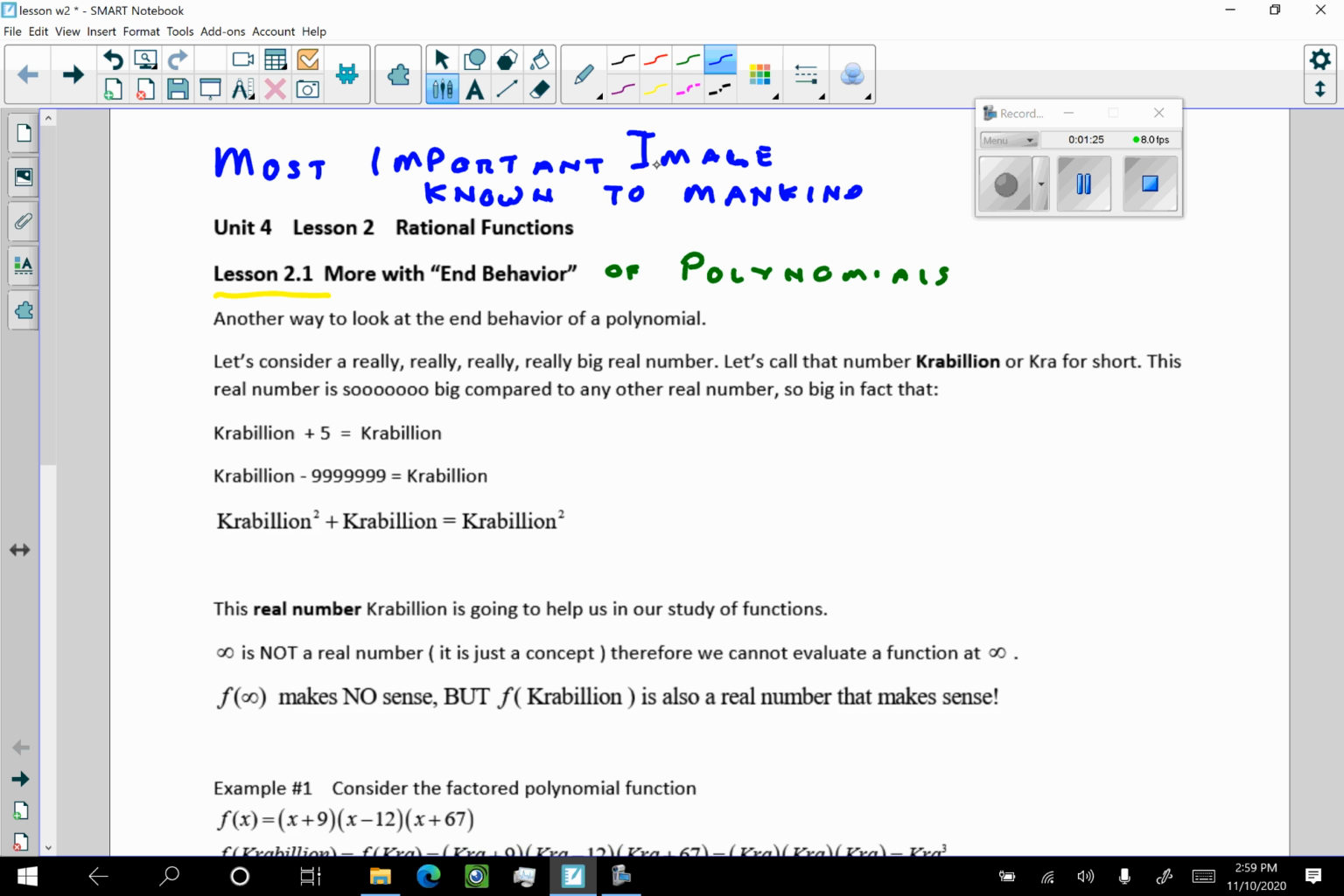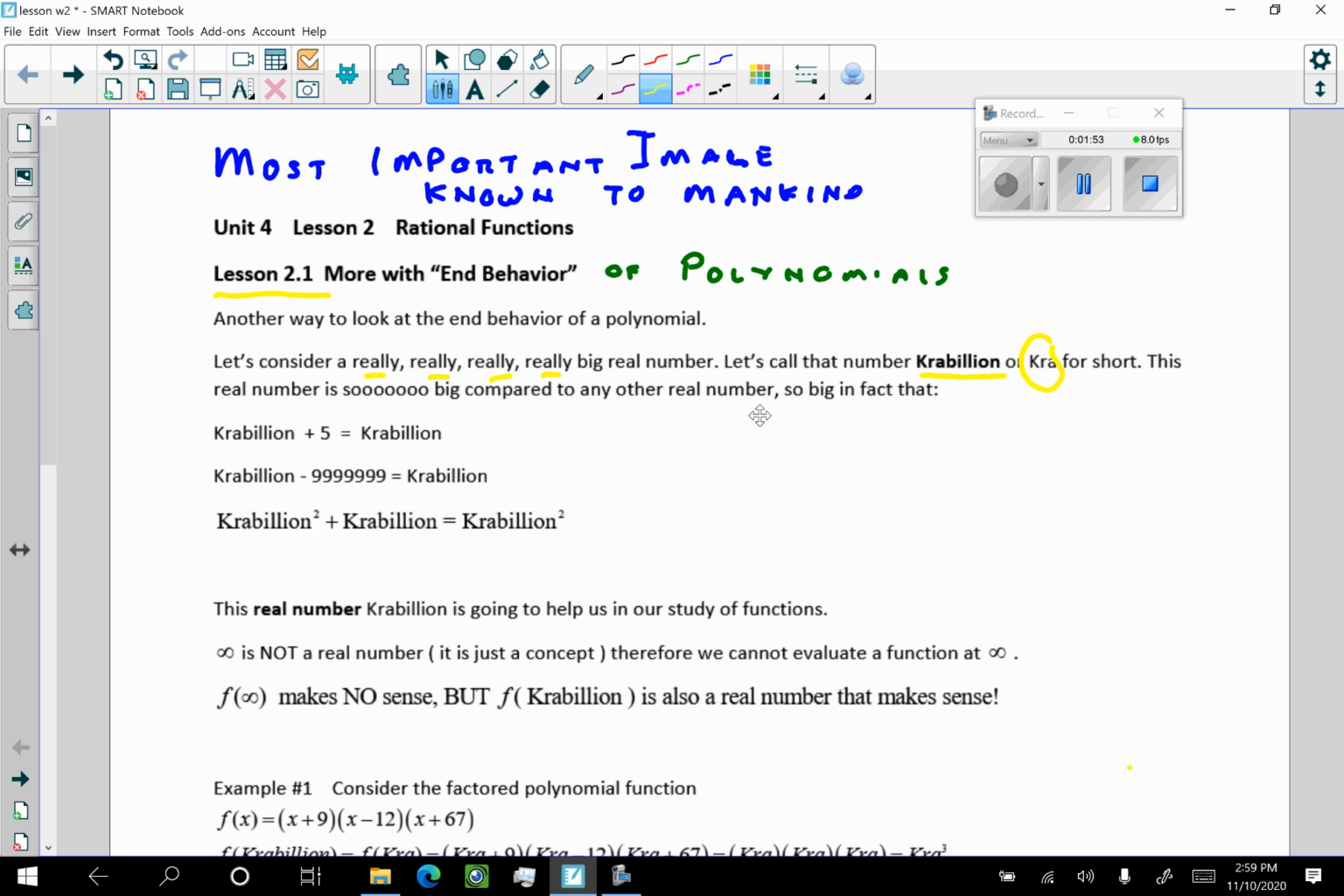So here's what we're going to do. We're going to consider a really, really big number, and we're going to call that number Krabillion, CRA for short. This real number is so big compared to any other real number. So big, in fact, that Krabillion plus 5 is Krabillion. You have to think about this for a minute.